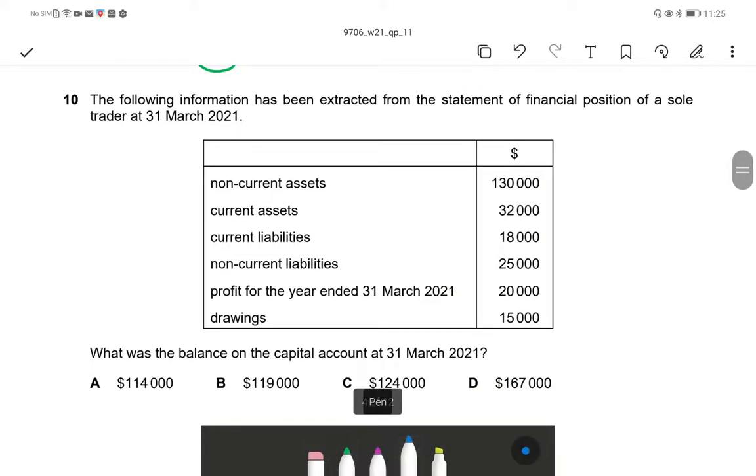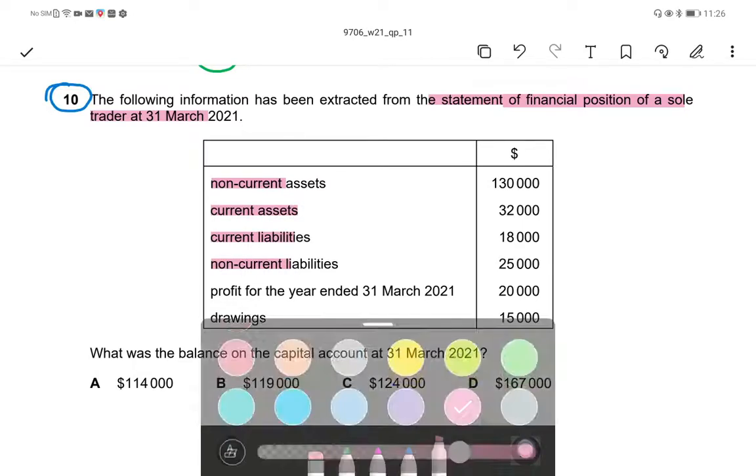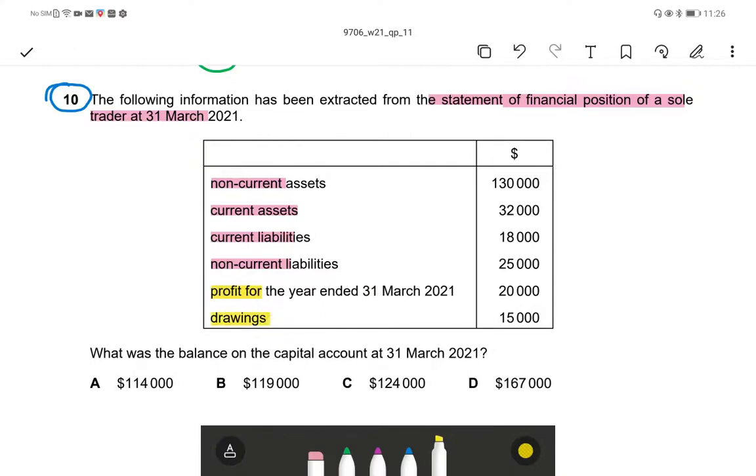Next, question number 10. The following information has been extracted from the statement of financial position of a sole trader. They are given current asset, non-current asset, current liability, non-current liability, then profit and drawings. What was the balance on the capital on 31st March? They are asking us for the closing capital. Closing capital means opening capital plus profit minus drawings.